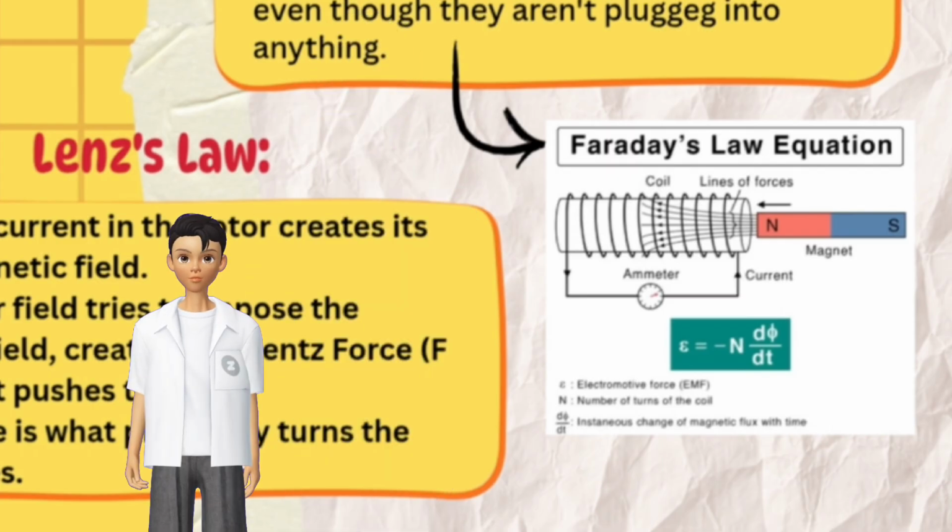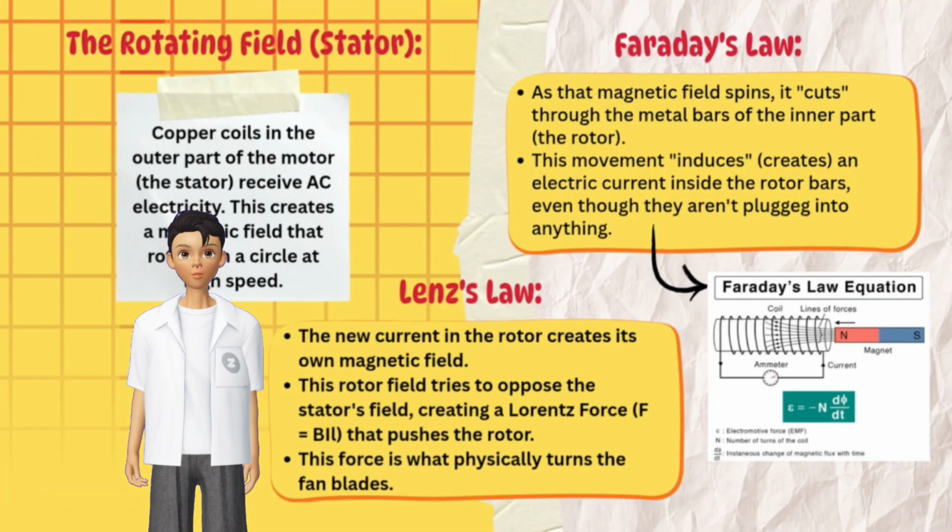Now, let's see about Lenz's law in the induction motor. The new current in the rotor creates its own magnetic field. This rotor field tries to oppose the starter field, creating a Lorentz force, F equals BIL, that pushes the rotor. This force is what physically turns the fan blades. So, the blades can rotate and we can feel the wind.